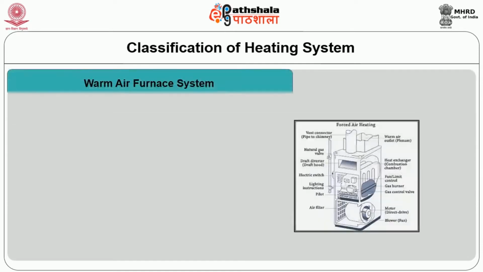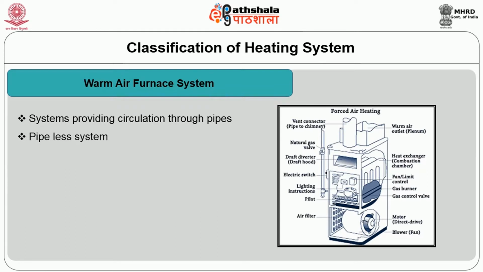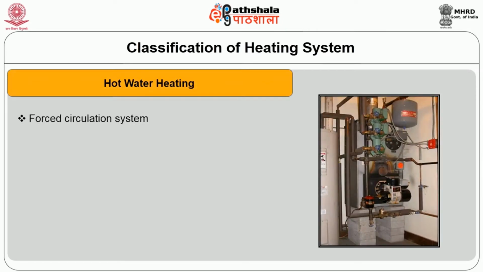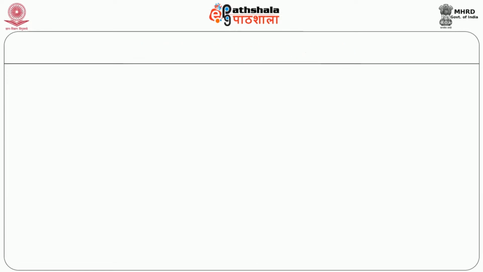Classification of heating systems. Warm air furnace system. Systems providing circulation through pipes. Pipeless systems: fan and furnace system. Hot water heating: forced circulation system, natural circulation system. Steam heating system: high pressure system, vapor system, vacuum system.